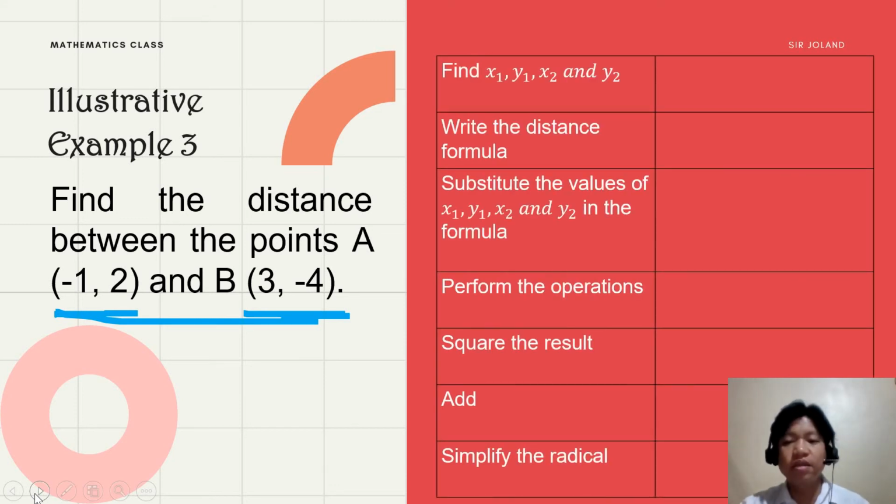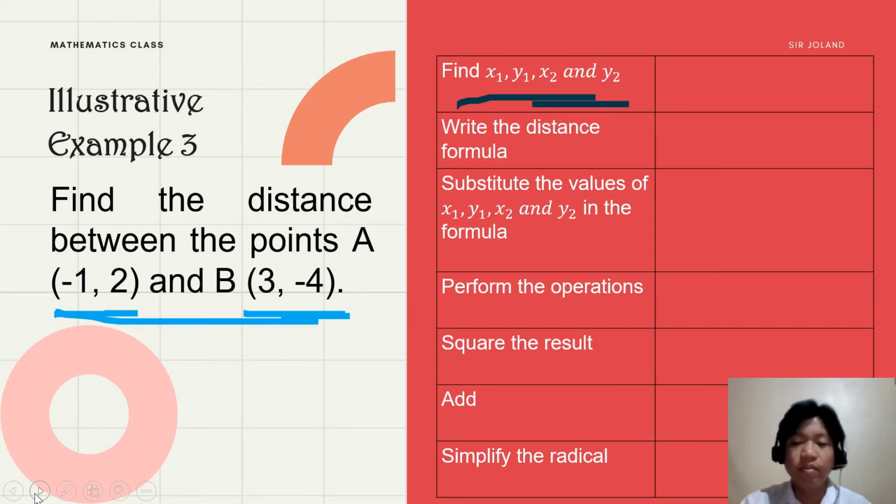So, I prepared here a table. Susundan nyo lang ito para hindi kayo maligaw at maging tama at accurate yung magiging sagot. So, sundan lang natin itong step-by-step procedure natin on how you're going to get the distance between 2 points. Okay? So, here, tingnan natin. The first step is to find x sub 1, y sub 1, x sub 2, and y sub 2.